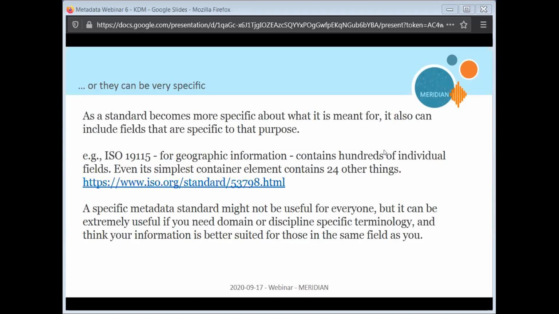Now, a really specific metadata standard might not be something you want to use, and it may not be useful for every case either. But the more domain and discipline specific you need to be, the more useful a domain and discipline specific metadata standard becomes. And if everyone else in your field is using a certain metadata standard, it becomes more valuable for you to choose that one, because then it's really easy to compare them.